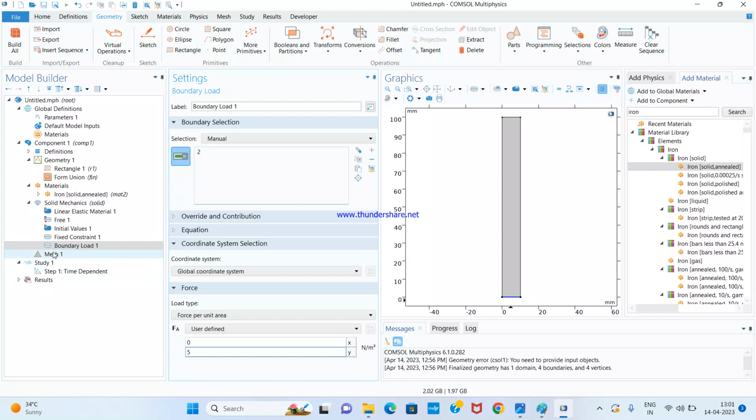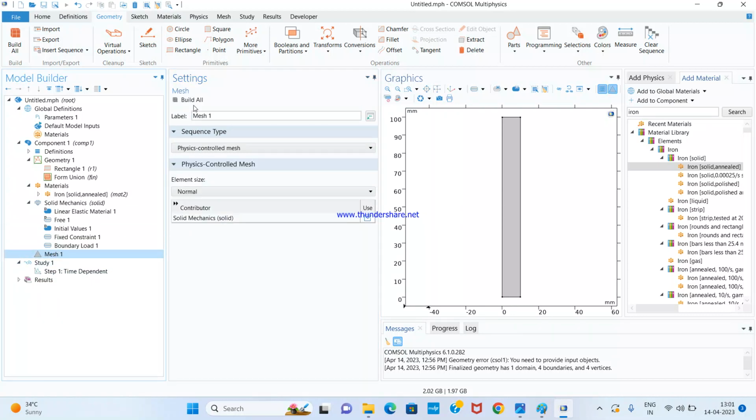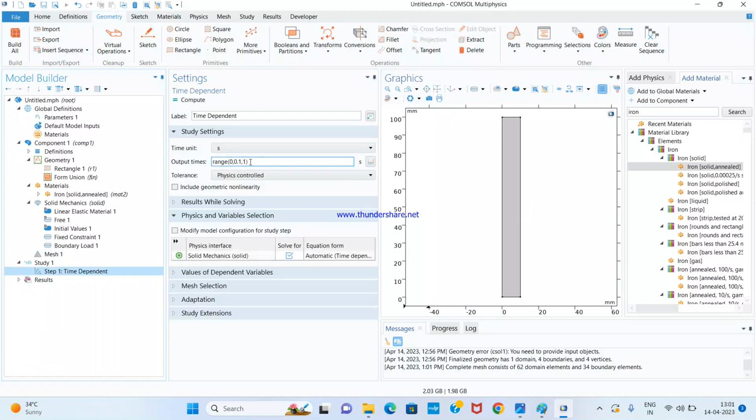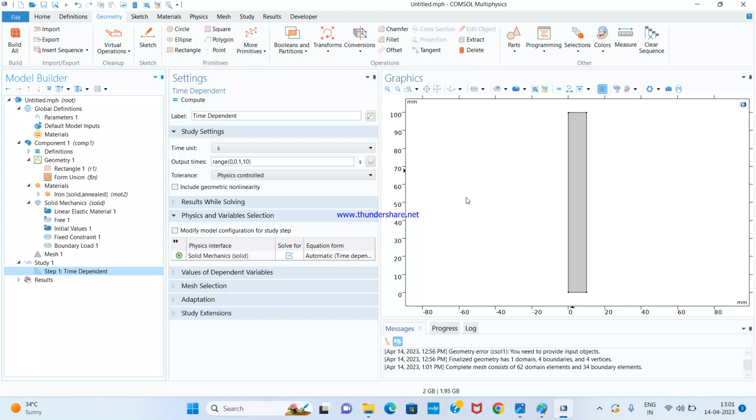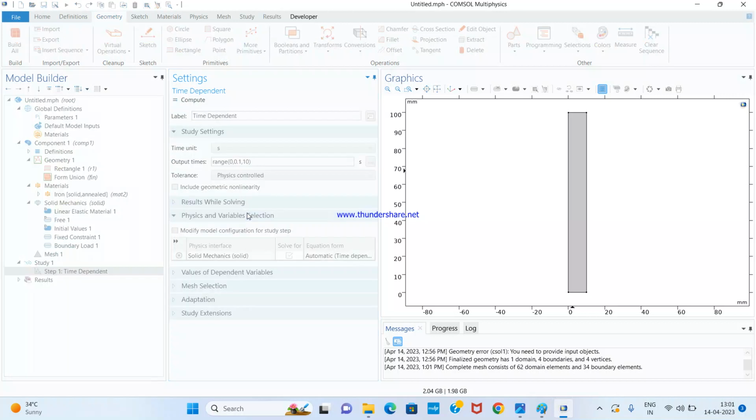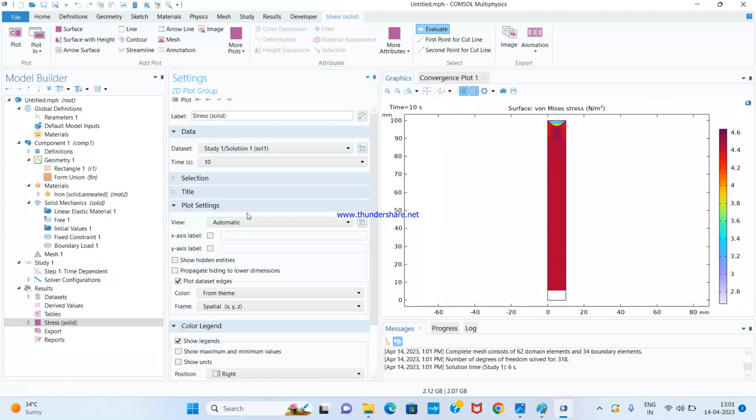Okay, then you go to mesh. You create it, it is a simple thing, and time dependent. Here you can change the time. Say I am changing it to 10 seconds. If you make it more, this will take more time, so I am not showing that one. As much as possible, based on your computational capability, you do that. Okay, now I am computing. See, it's a very small structure, so it is very quick.